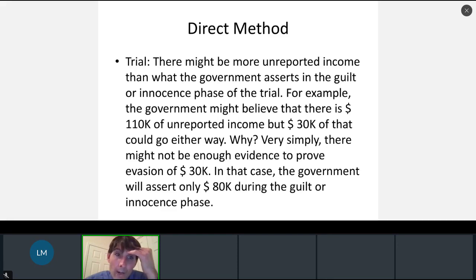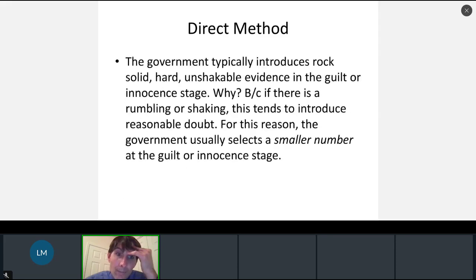So, what we know here is that the government seems to have a slam dunk case on $80,000, which is $110,000 of unreported income minus $30,000. So $80,000 is airtight. The government has airtight evidence to prove that there was $80,000 of unreported income, but as we know from the example, $30,000 is a crapshoot. In that case, the government will assert only $80,000 during the guilt or innocence phase.